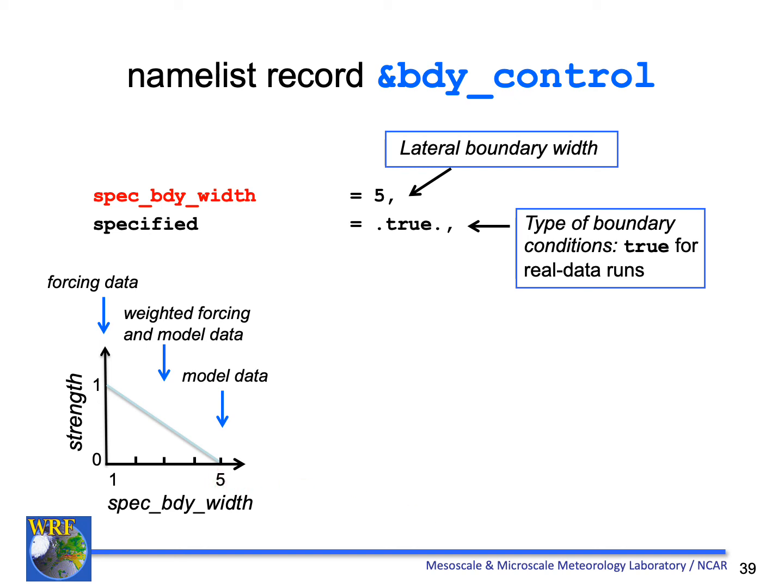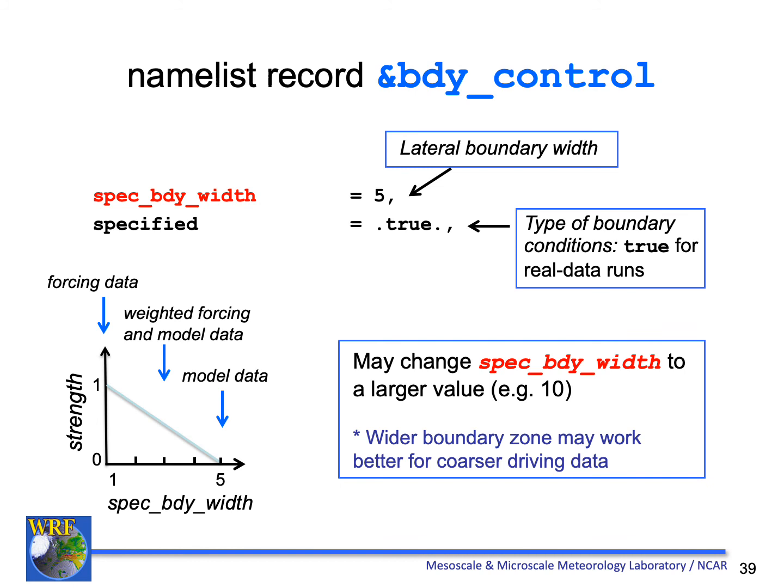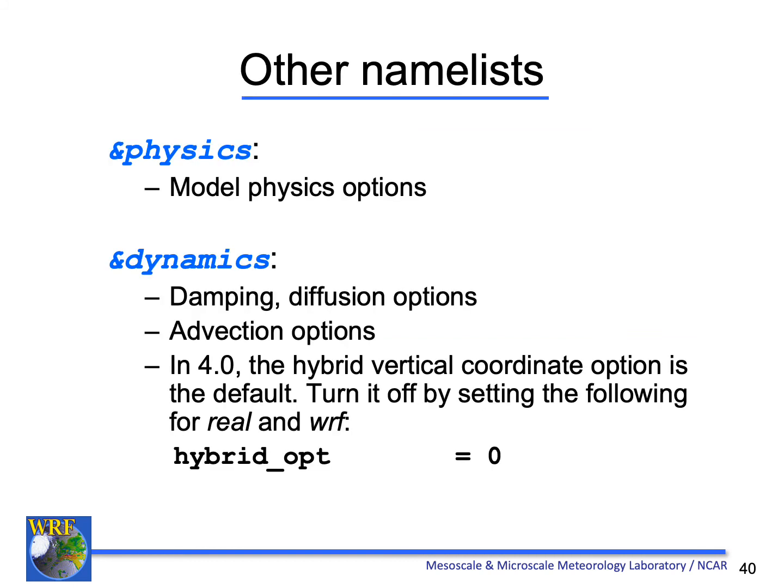5 rows and columns are typical values used, but a wider width may work well in some cases, especially when forcing data has much lower resolution. There are other namelist records we may want to get familiarized with as we go. These are namelist records physics and dynamics. We will learn more as we go through physics and dynamics lectures.